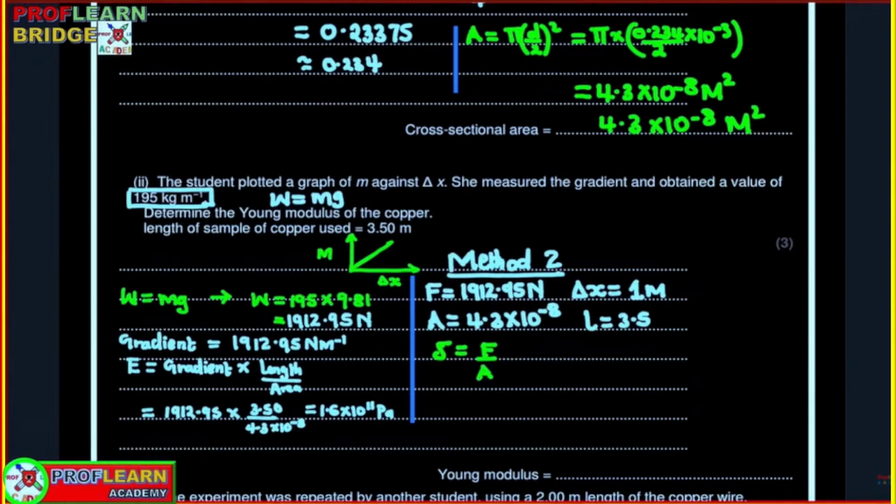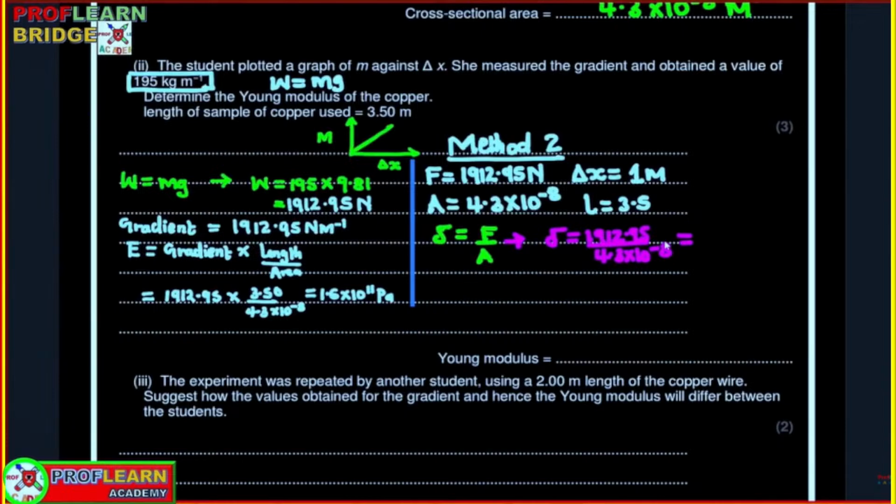And our force is 1912.95, so stress is equal to 1912.95 divided by the area. We shall get the stress like that, in pascals. Now, using the delta x and the length of 3.5, we can also work out the strain.